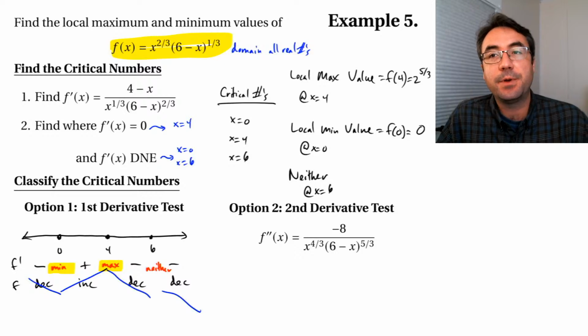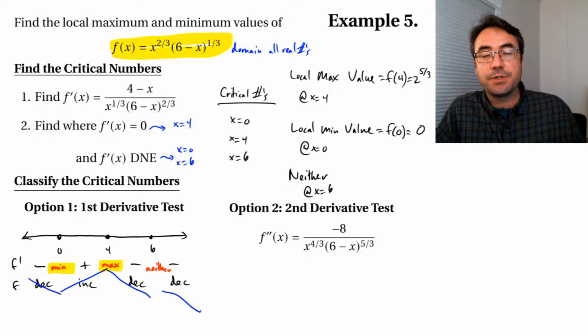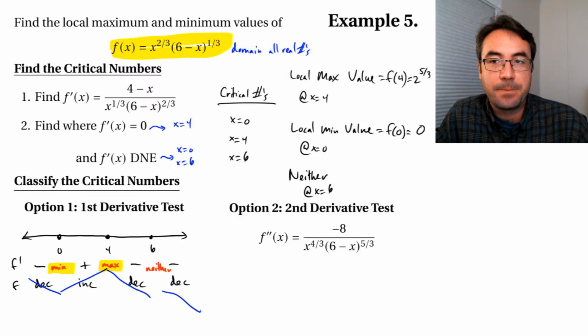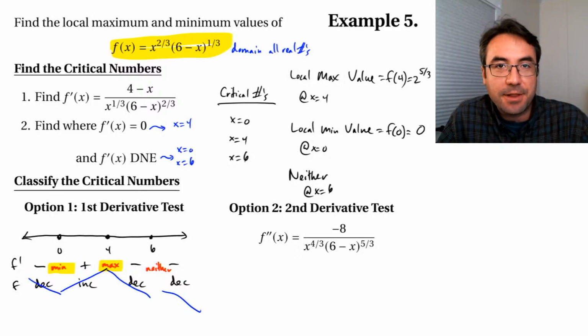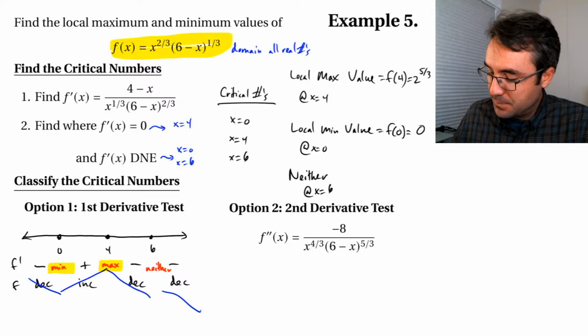Now what would happen if we were to try our second derivative test? So the first derivative test always works. You're always going to get a result. What would happen if we tried the second derivative test? So we went through all that work to calculate the second derivative. Let's actually see.